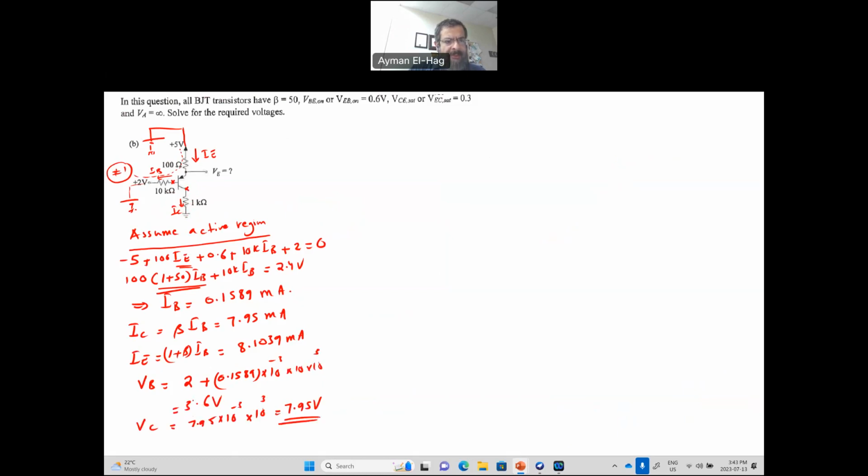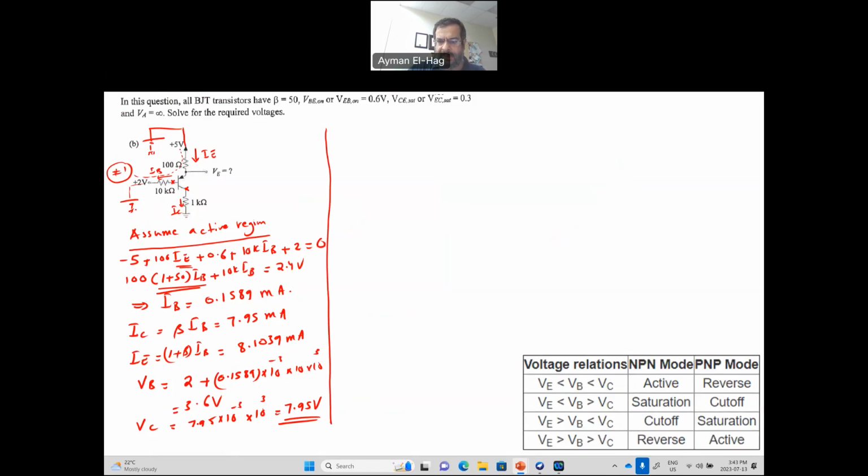So here your VC is more than VB. Let's check here. This is a PNP transistor, and your VC is more than VB, so this is saturation. It means that your assumption was not right. So now we have to redo the question, assuming saturation mode.